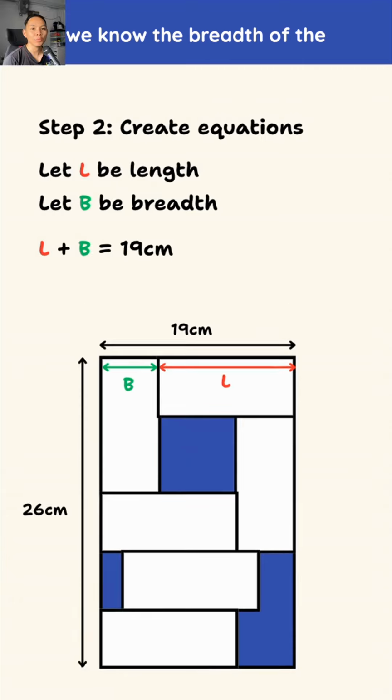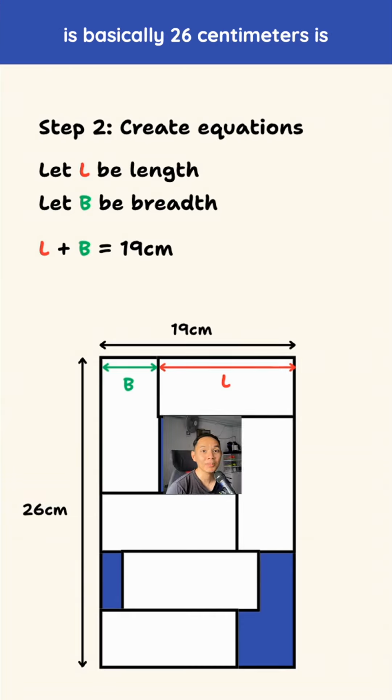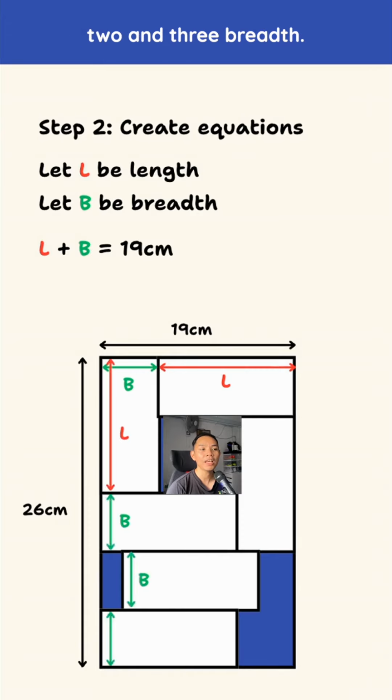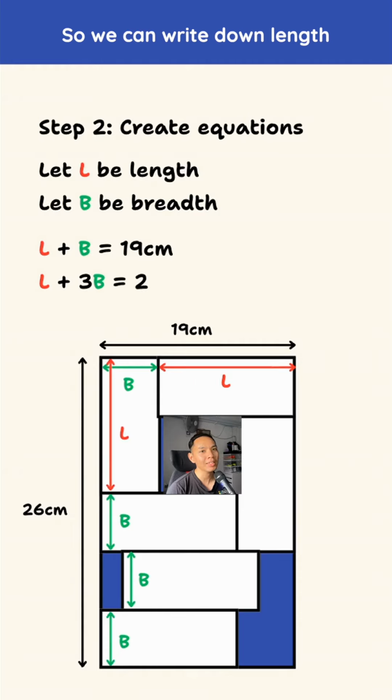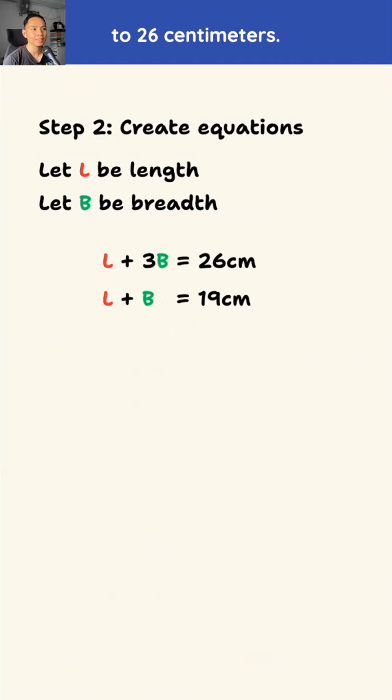The next step is that we know the breadth of the figure is 26 centimeters. And you probably know where I'm going with this: 26 centimeters is equal to 1 length plus 1, 2, and 3 breadth. So we can write down length plus 3 breadth is equal to 26 centimeters.